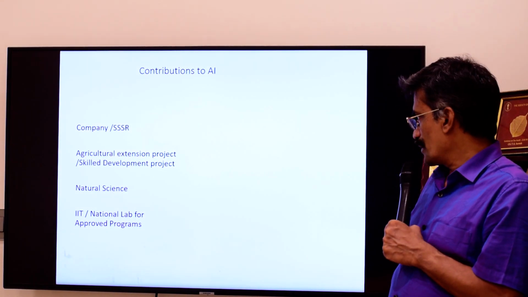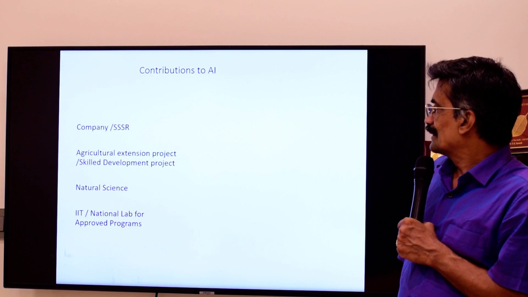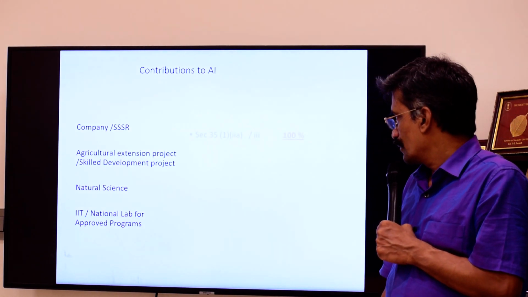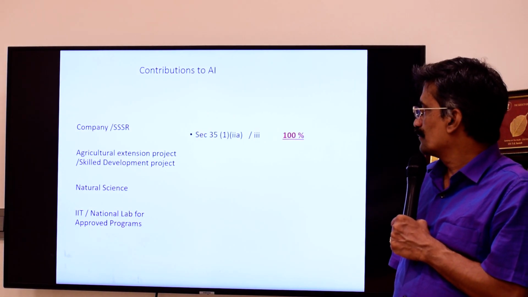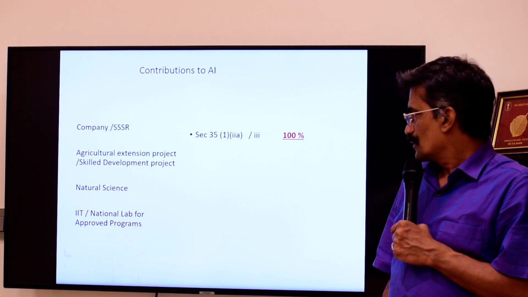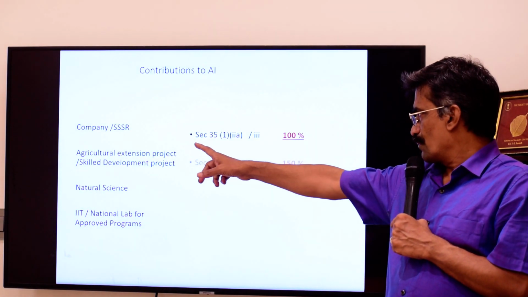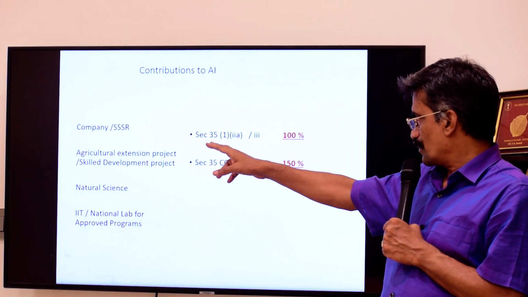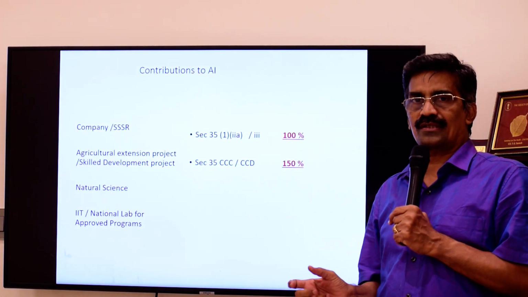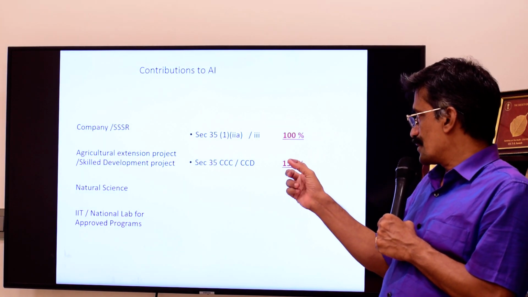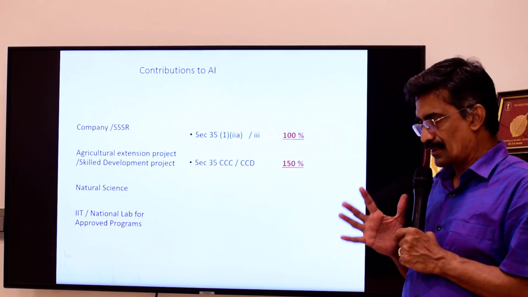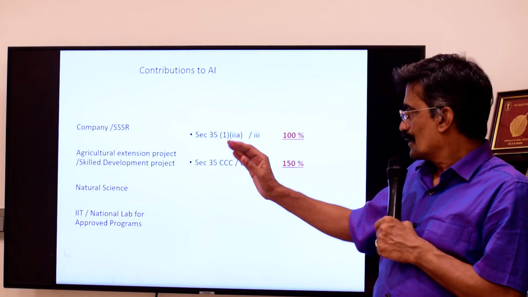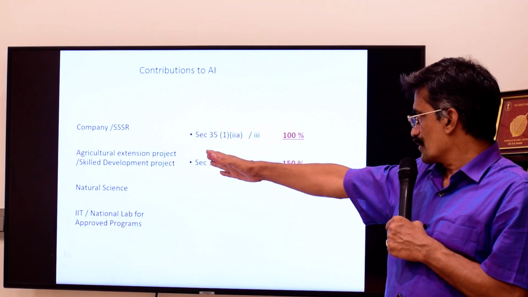So contribution to approved institutions. The first one is any contribution to a company or any contribution to any institution for scientific research, or social science or statistical research. So triple SR is nothing but, don't get confused, social science or statistical research.